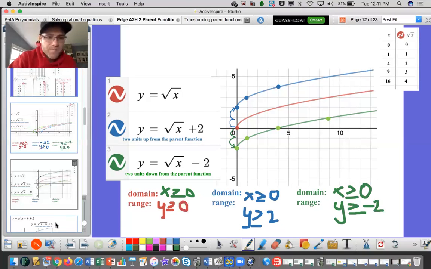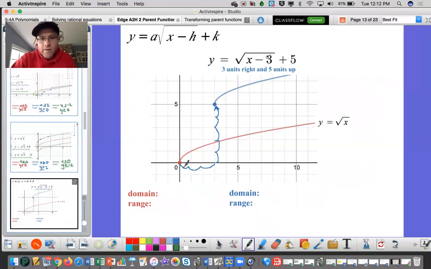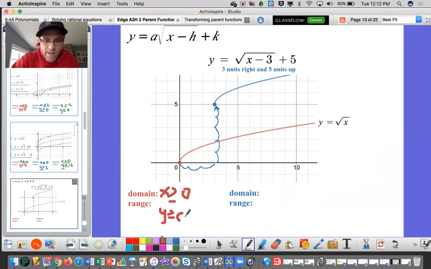Now let's put it all together. So this graph right here is going to shift the parent function. So we know the parent function starts at 0 for x. And we know the parent function starts at 0 for y. For the domain of this one, this point right here is really 3, 5, right? 3, 5 is that point. So what I know is my x value starts at 3 and goes to the right. So I need x's that are greater than or equal to 3. And my y value starts at 5 and goes up. So I know my y values need to be greater than or equal to 5.